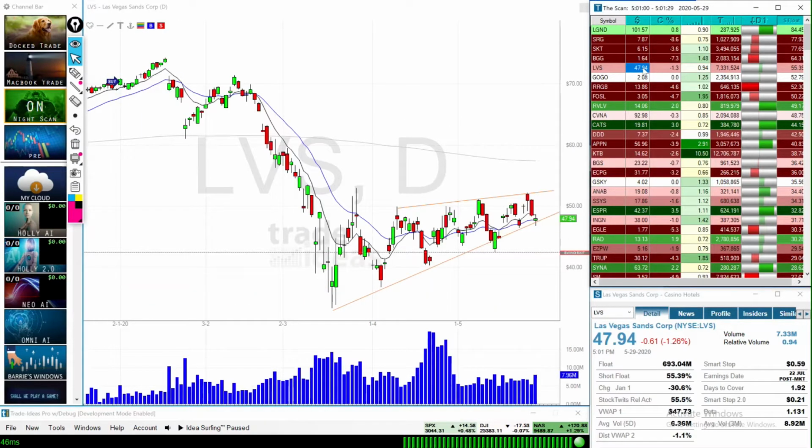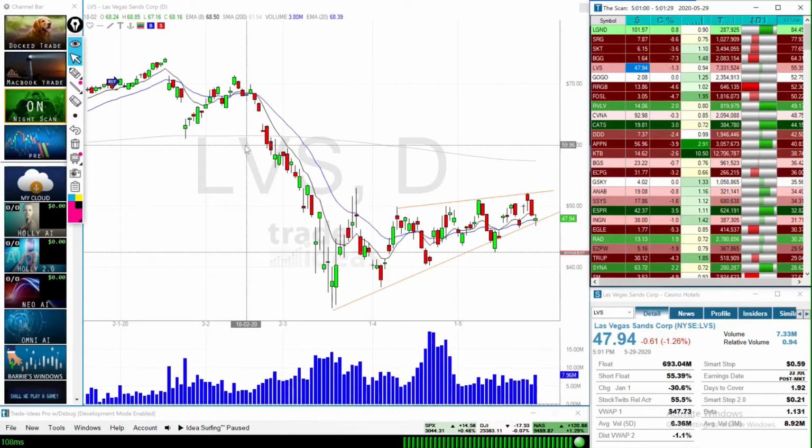So here's another one, Las Vegas Sands. Over half of the people out there, and there's 700 million shares in the float, over half of them are betting short. Now, Las Vegas Sands is a casino, so you could see why they wouldn't be doing well in this current environment. So then you take that and you say, okay, it's a big short float. Is this something I'd be interested in buying?